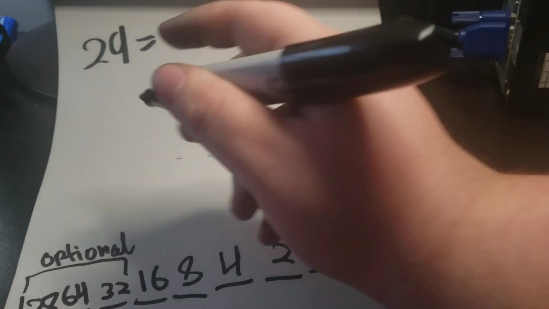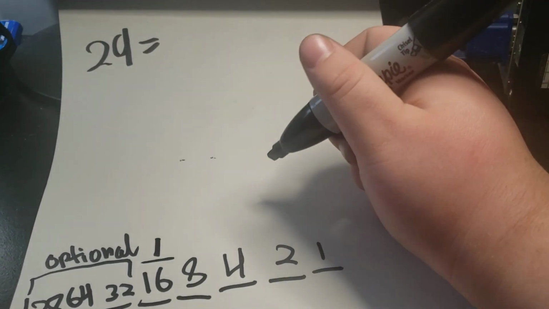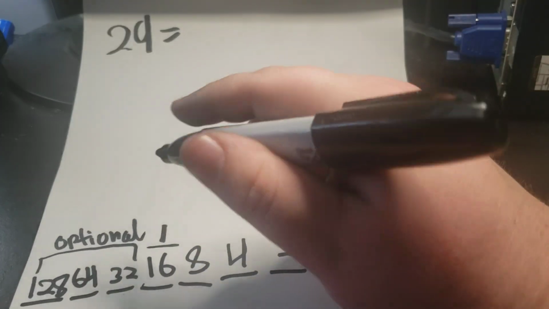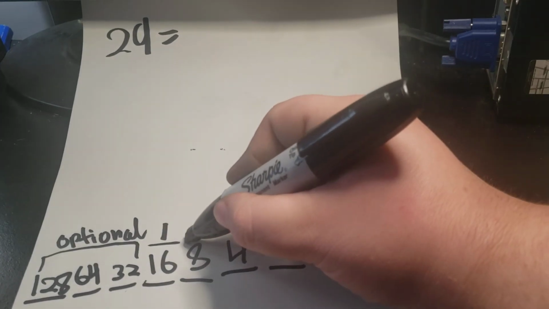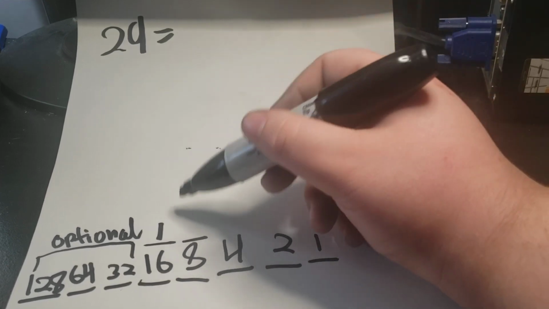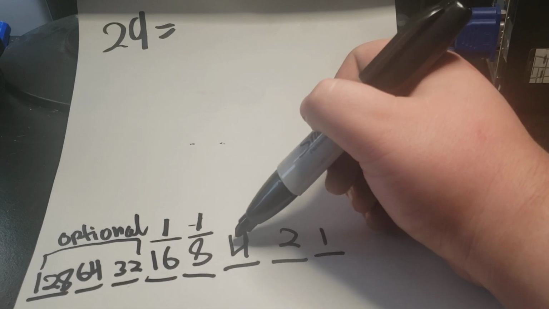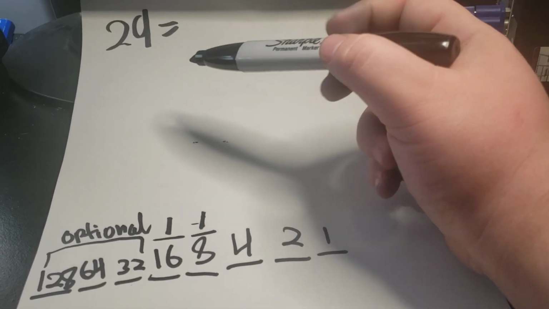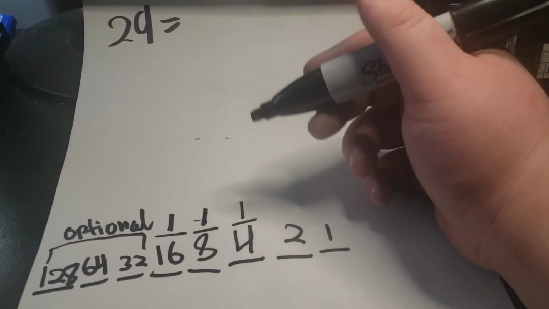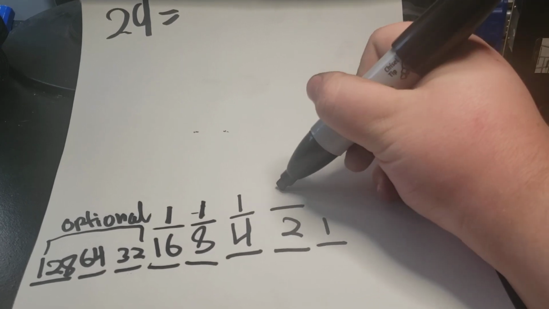16 is one that is less than 29, so we're going to put a 1 for it here. Or actually, you know what, I'll do it above to make it a little easier. That makes it easier for you guys to see. Now, 16 plus 8 is 24, and 24 is less than 29, so we use it. 24 plus 4 is 28, and 28 is also less than 29, so we can add it to get closer and closer.